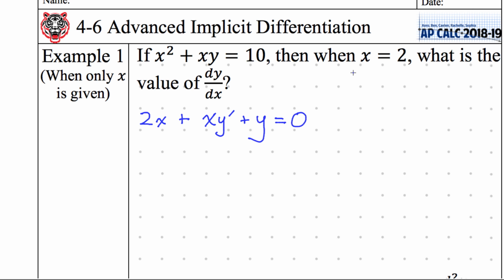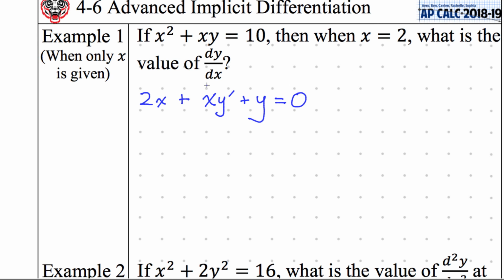2x plus xy prime plus y is equal to, and then Rochelle told us it was equal to 0. So we took the derivative. Okay, well that's great. We want to find y prime, so let's try to isolate that guy. Tell me what to do.